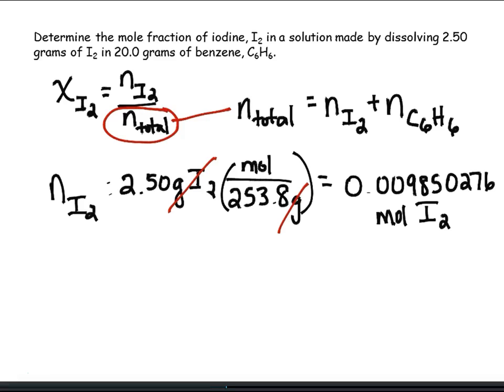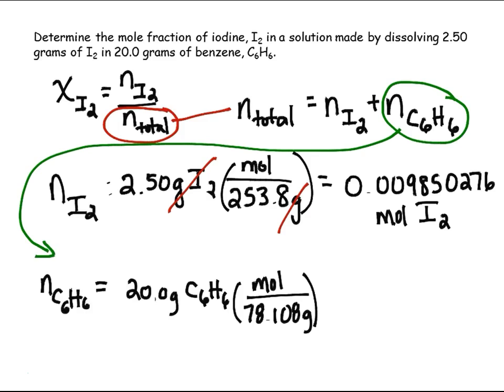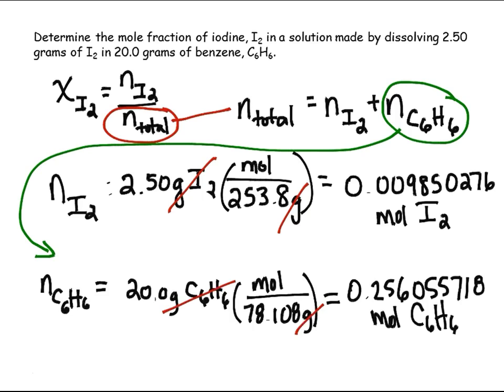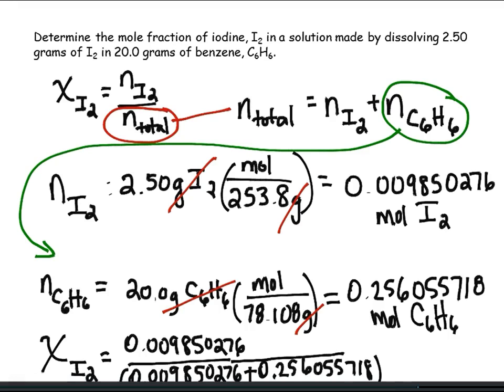So for moles of benzene, we're going to start with 20 grams of benzene, which is given in the problem. And we're going to divide that by the molecular weight of benzene, 78.108. Grams cancel, and that gives me moles of benzene. To finish, we're going to plug those into the original equation. So we have our numerator, 0.009850276 moles, divided by the denominator, which is the sum of the moles of iodine plus the moles of benzene.